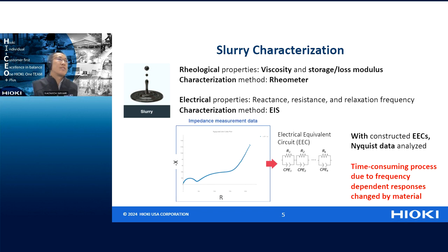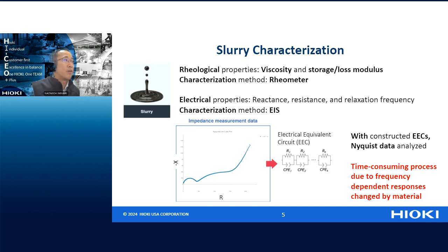So slurry characterization. There are two key elements for slurry characteristics: rheological properties and the electrical properties. So rheological properties such as viscosity and the storage or loss modulus are characterized with a rheometer. On the other hand, electrical properties such as reactance resistance and the relaxation frequency are characterized with EIS, electrochemical impedance spectroscopy.